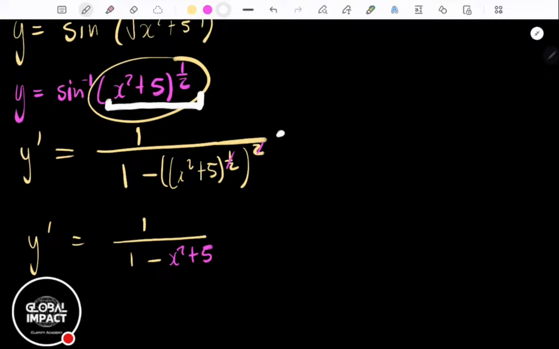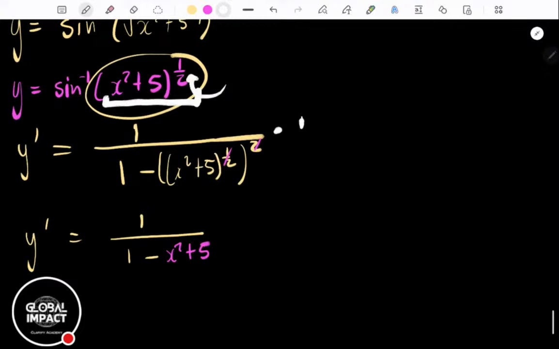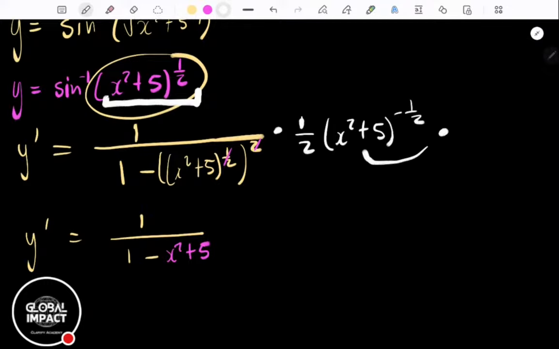When we're getting the derivative of this, what do you do? You drop the power. You start with the outside of the inside, which is the power, a half. You drop the power, then reduce it by 1. X squared plus 5 is now to the negative half. Then you multiply by the derivative of the inside, which is just 2x. This is what you do.